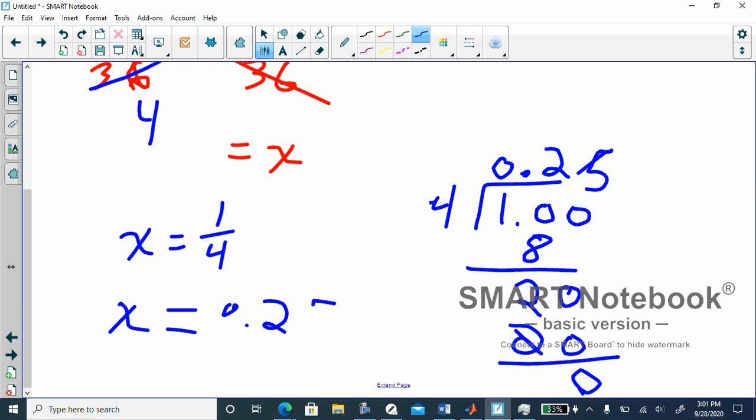Now that's as a decimal. But our problem said what percent? Not what decimal, but what percent.